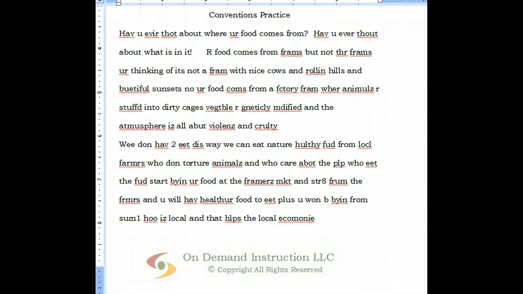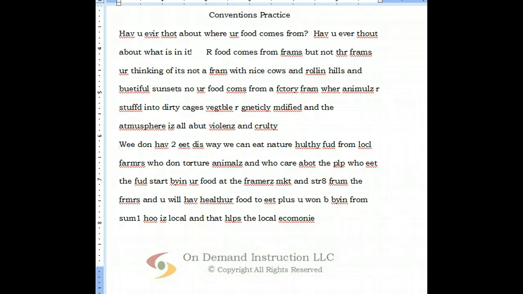Here we're going to be talking about grammar, punctuation, spelling, capitalization, and any other minor detail that needs to be corrected throughout the writing. Our goal for every piece of writing would be to create a piece that is absolutely perfect at the end. Now, why would we need to create perfect conventions in a piece of writing?